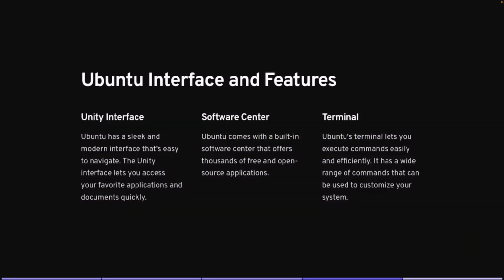Ubuntu interface and features. Unity interface. Ubuntu has a sleek and modern interface that's easy to navigate. The Unity interface lets you access your favorite applications and documents quickly. Software Center. Ubuntu comes with a built-in software center that offers thousands of free and open source applications. Terminal. Ubuntu Terminal lets you execute commands easily and efficiently. It has a wide range of commands that can be used to customize your system.